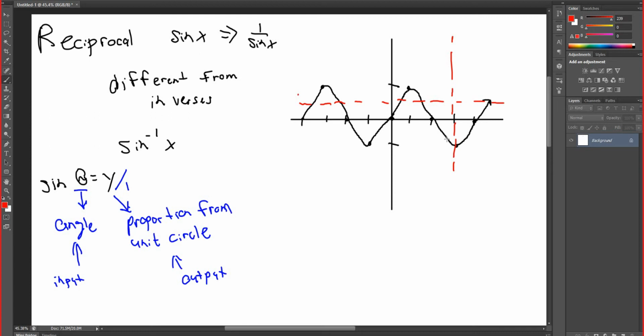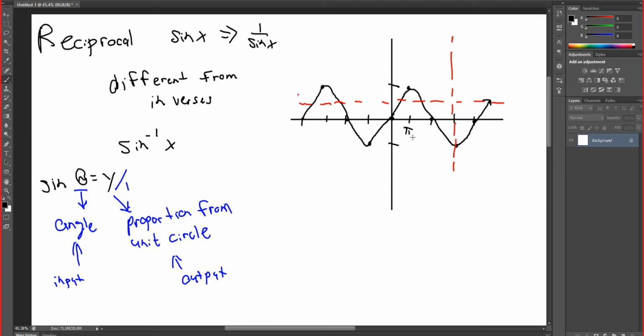With one-to-one functions, those are the only times we can actually have an inverse function. So sine itself does not have an inverse function. We have to restrict the domain of sine to be able to get an inverse function.